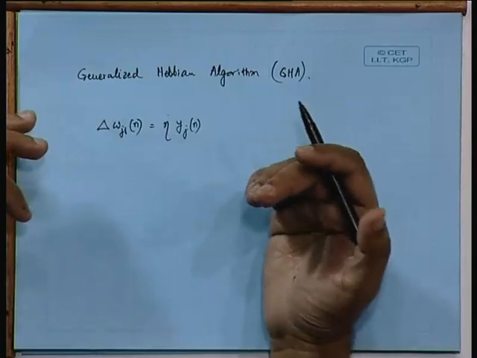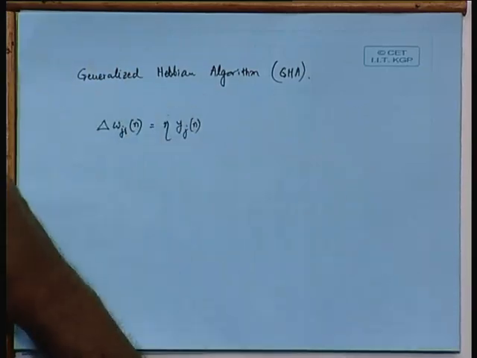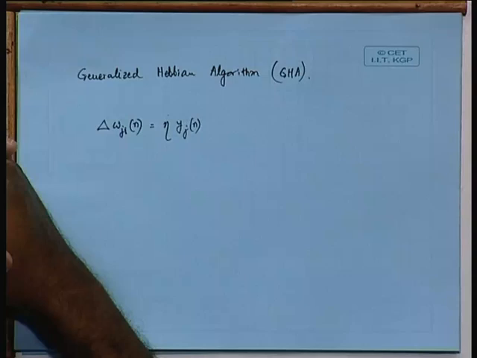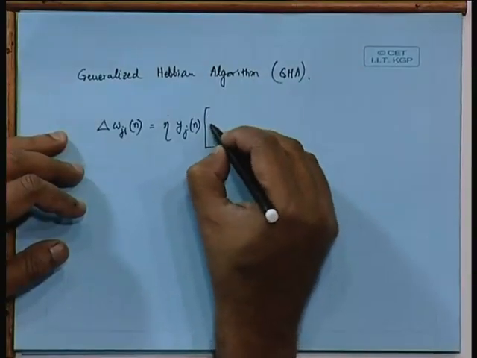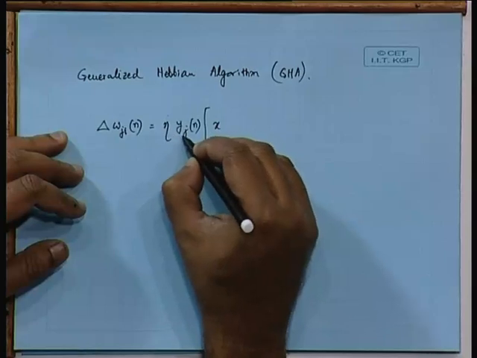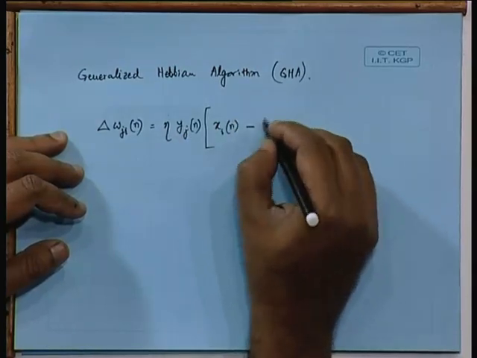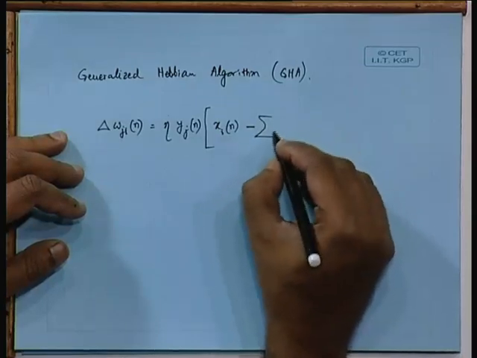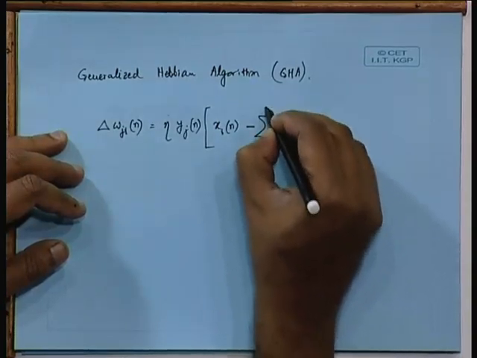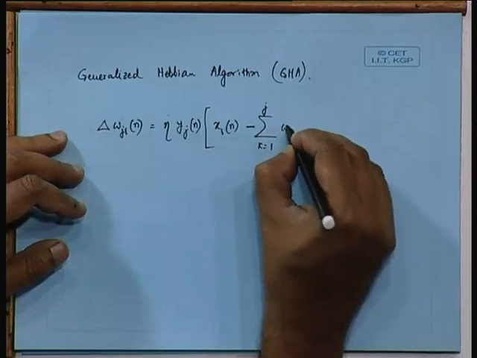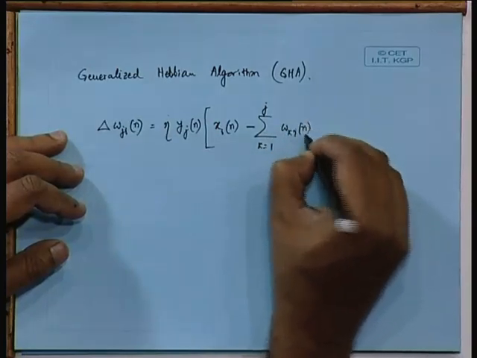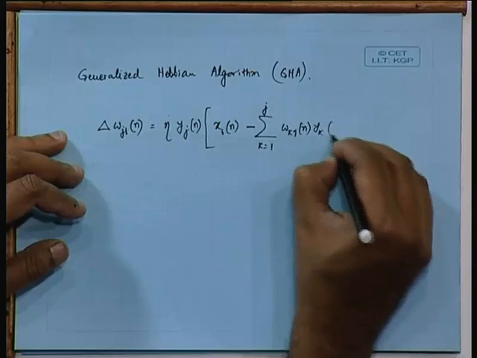Had it been a single neuron, we know that we would have considered eta yj(n) xi(n), but according to the generalized form of Hebbian learning, this is not exactly xi(n). We have to write it as eta yj(n) xi(n), but from this we have to subtract a term which is given by the summation for k equal to 1 to j of wki(n) yk(n).